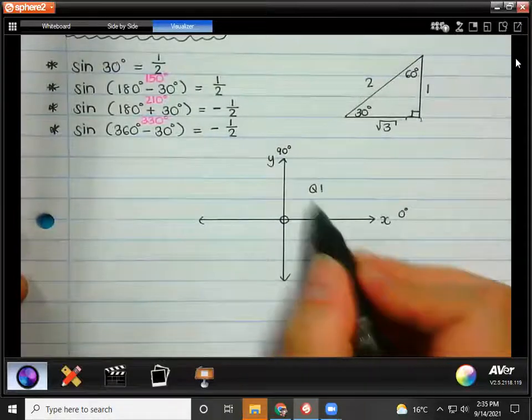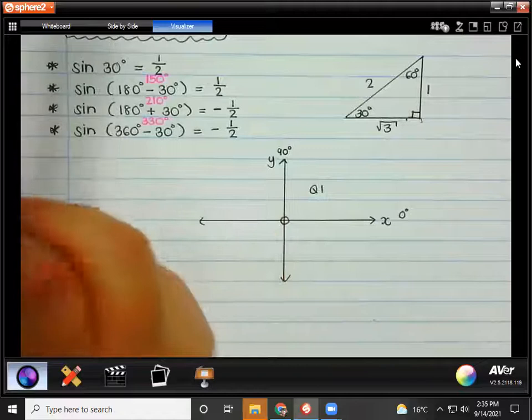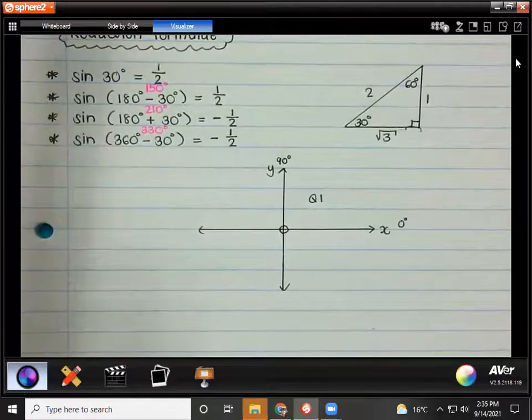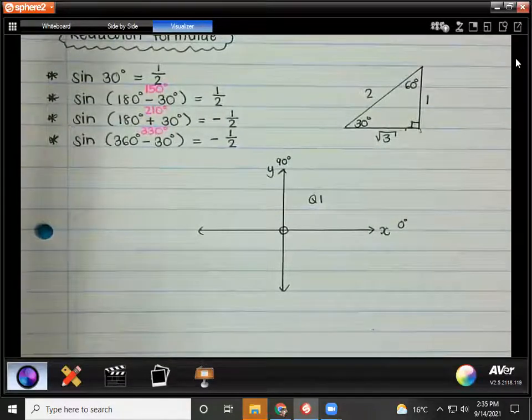Any angle between 0 and 90 is in the first quadrant. So sine 30 degrees is in the first quadrant. That is why sine of an angle in the first quadrant is equal to a positive value. All right, positive a half in this case.